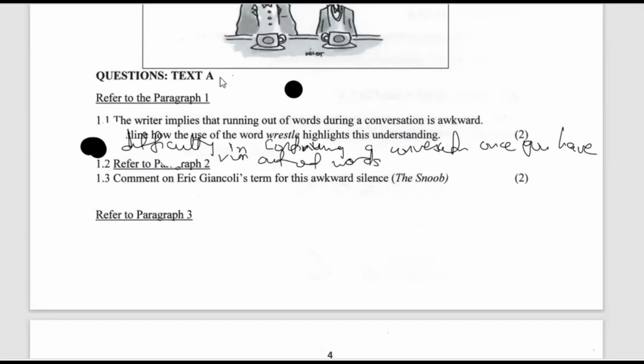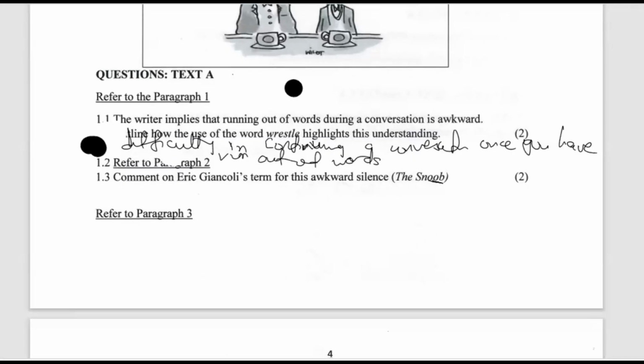Comment on Eric Giancoli's term for this awkward silence, the snoob. I believe we have a lot of things that you could have used. My comment is on the dragging of the awkwardness, and therefore that's where it comes from. This was an open question, so as a result it was an open answer. Learners are going to give very beautiful answers, I believe, to account for this word. So as a result, we're expecting as much as possible.